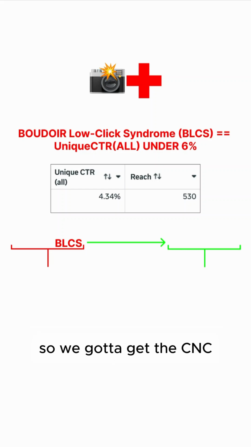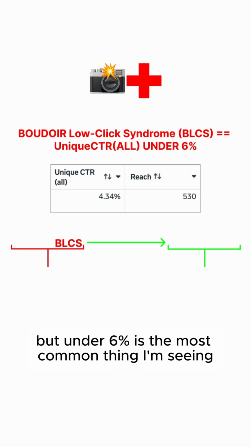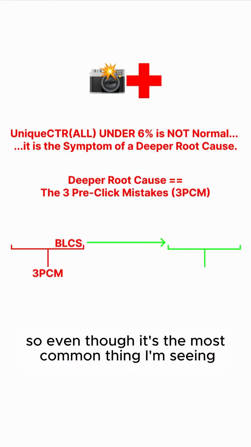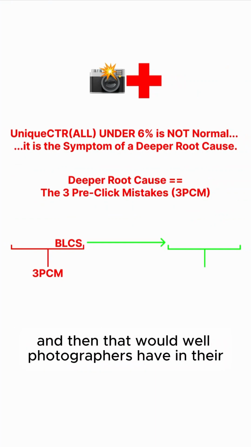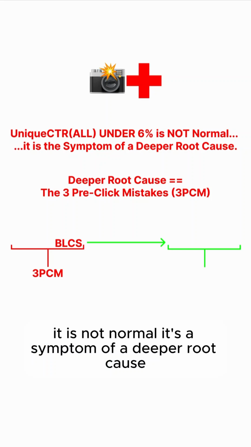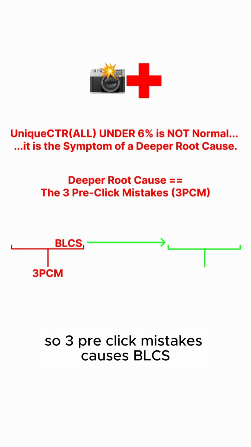So we've got to get this unique CTR all number up as high as possible, but under 6% is the most common thing I'm seeing, and it's a massive, massive problem. Even though it's the most common thing that Boudoir photographers have in their Facebook ads backend dashboard, it is not normal. It is the symptom of a deeper root cause. And that deeper root cause is the 3 pre-click mistakes. So 3 pre-click mistakes cause BLCS, aka Boudoir low click syndrome.